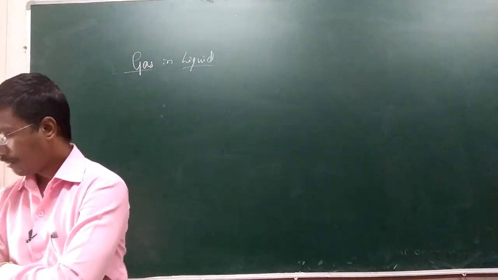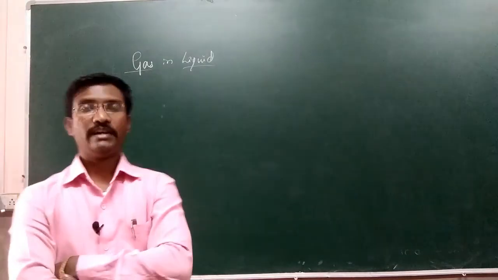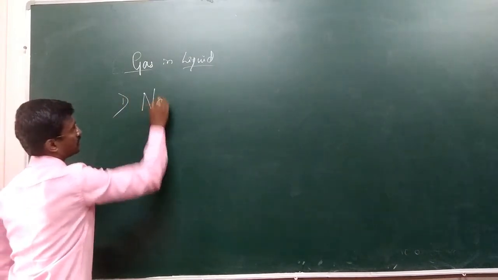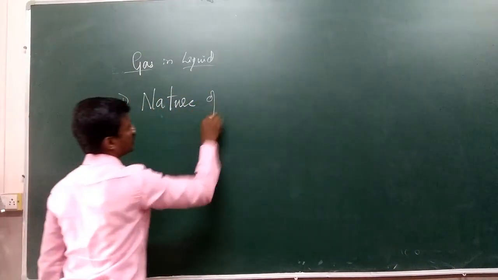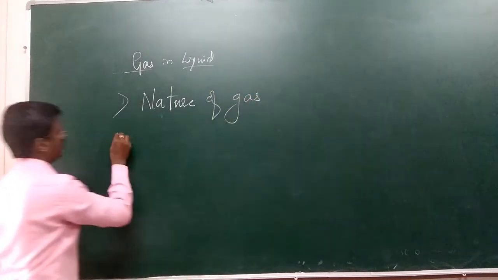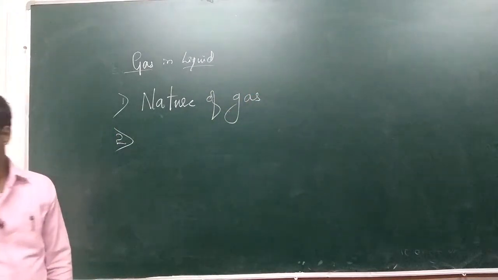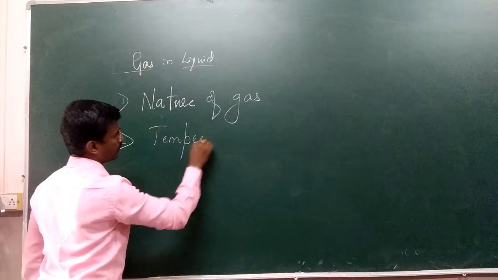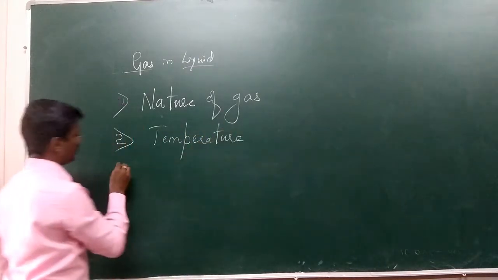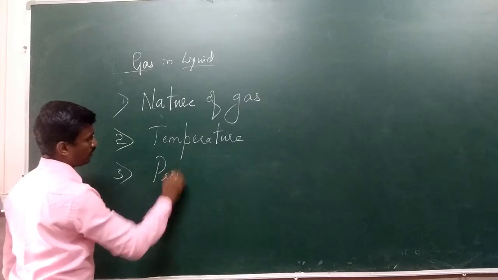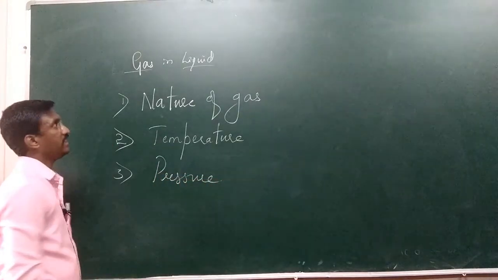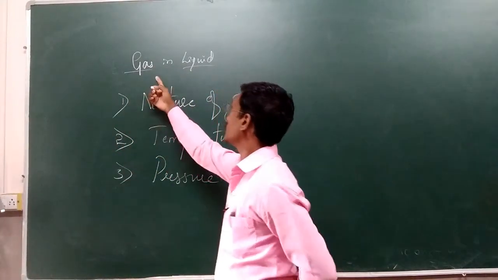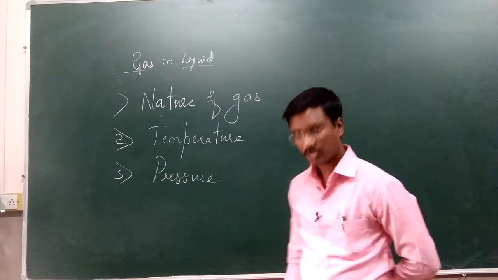So there are mainly 3 factors. One is the nature of the gas. Second one is the temperature. Third one is pressure. Means effect of temperature, and next one is effect of pressure. These are the 3 terms which influence the solubility of a solute gas in a liquid solvent.